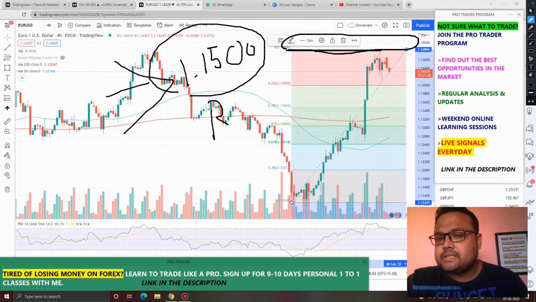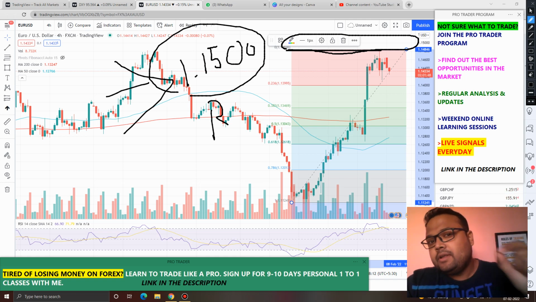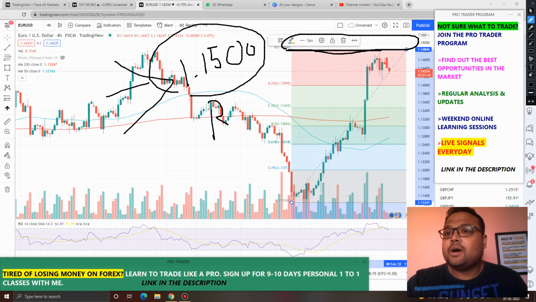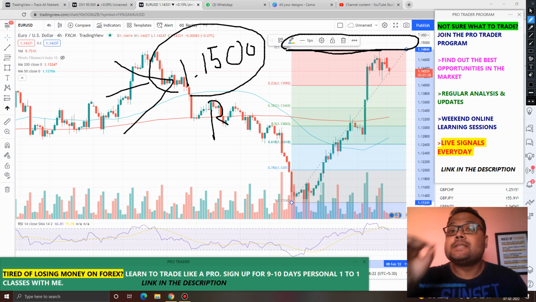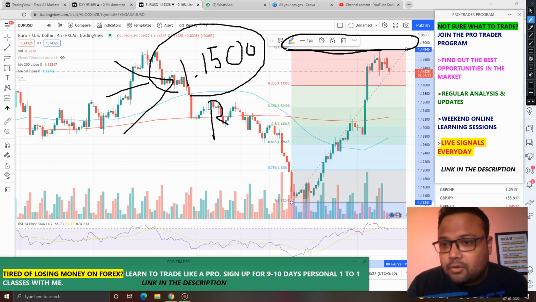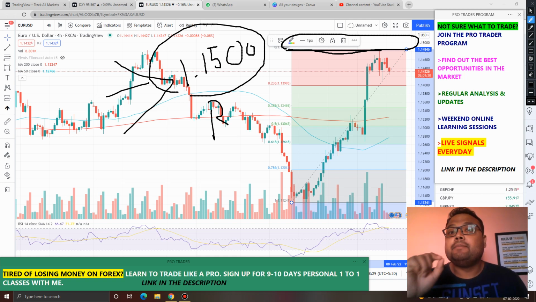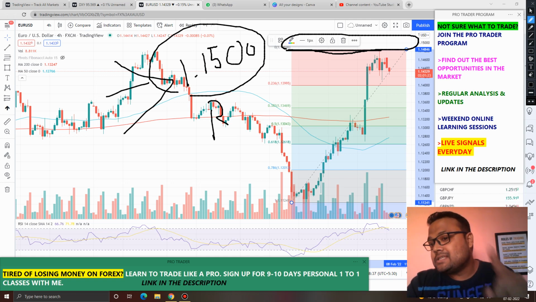This is a resistance zone in the market, and we will not take any buy position at this particular level because it is not a safe position, especially at 1.1490 to 1.1500. Until the market crosses this level and gives us confirmation that bulls are back, we will not consider any buy position. We will simply try to short the market if we see good price rejection in this resistance level.